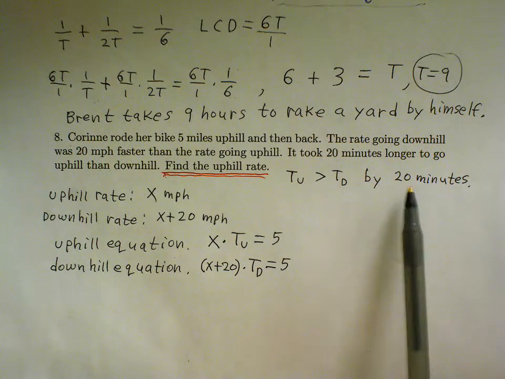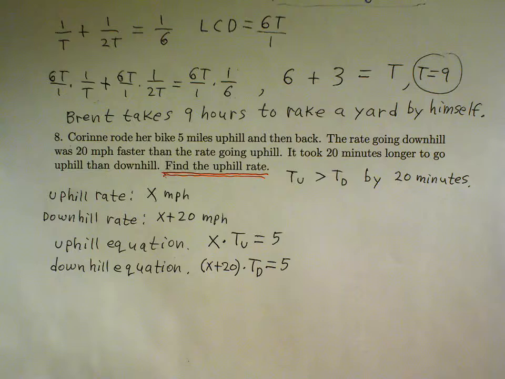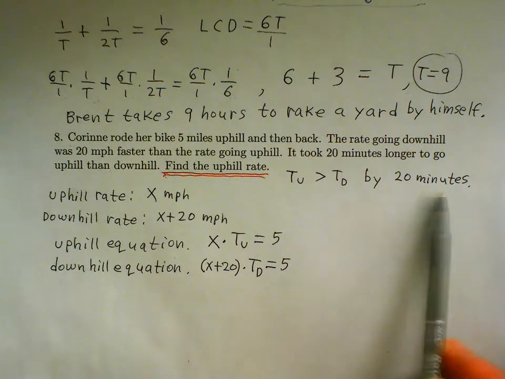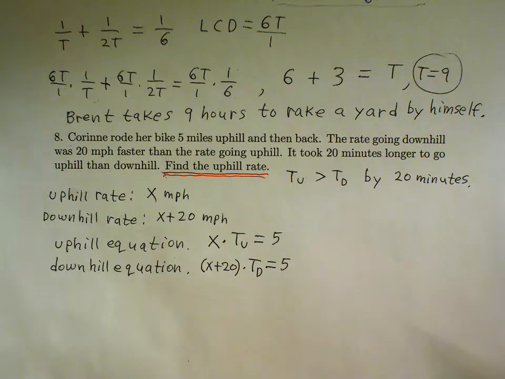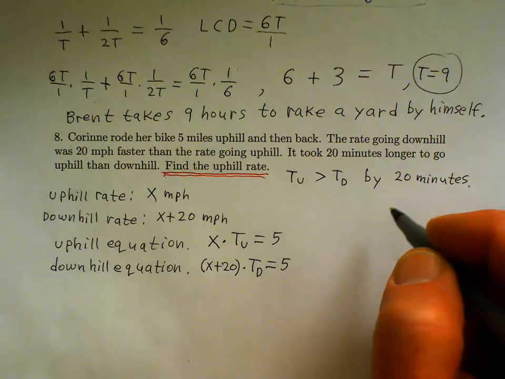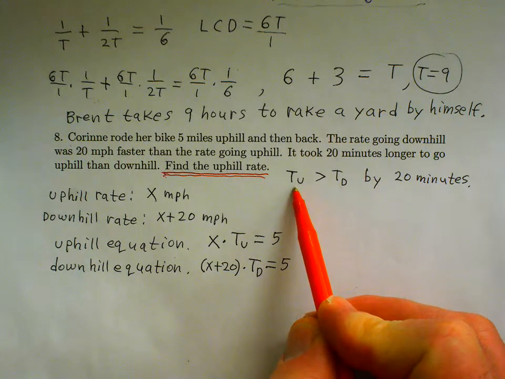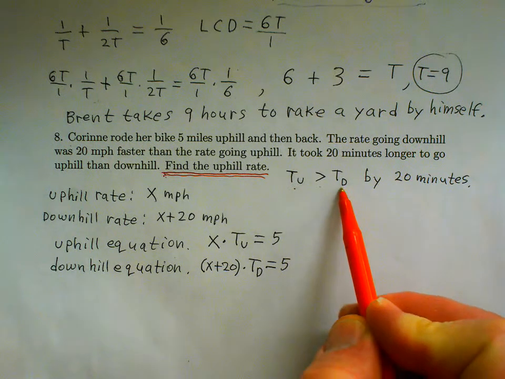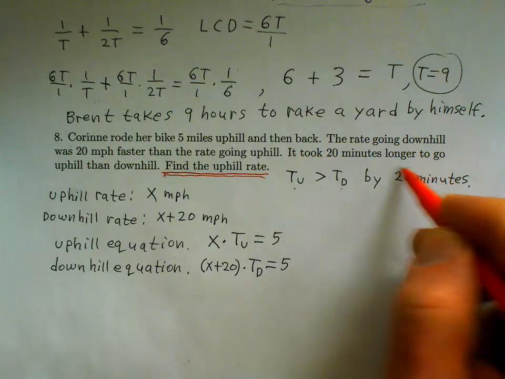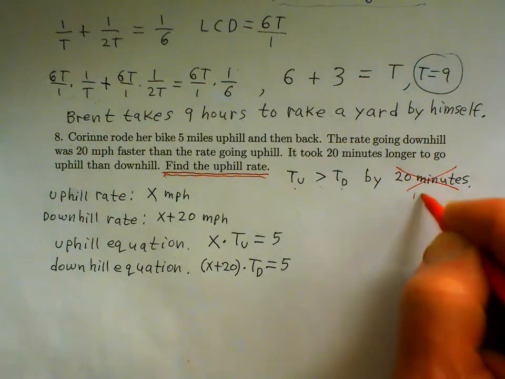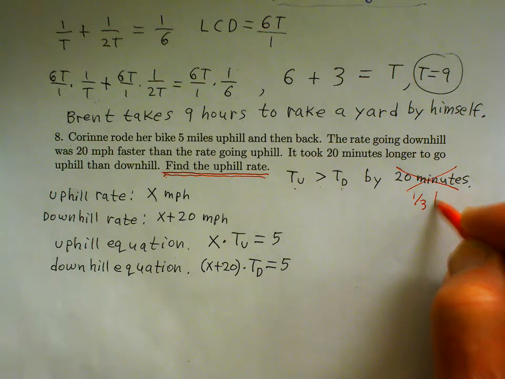Okay, what fraction of an hour is 20 minutes? A third. 1/3. Yeah, 60 minutes in 1 hour, so 20 minutes is 1/3 of an hour. So that's what I would do. The amount of time it took to go 5 miles uphill is greater than the amount of time it took to go 5 miles downhill by 1/3 of an hour.